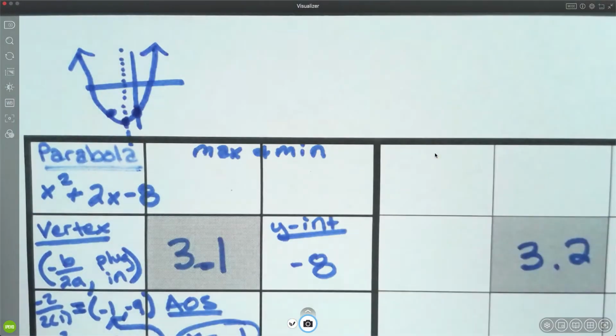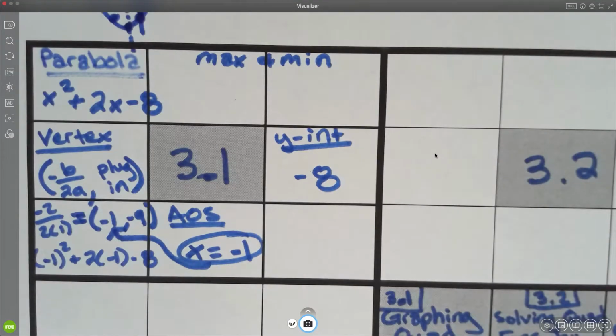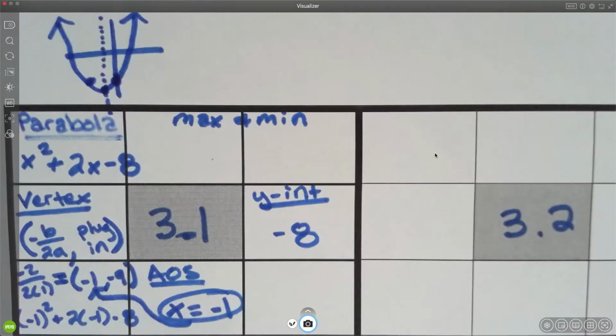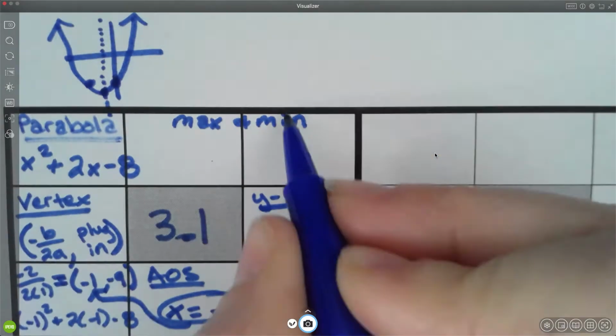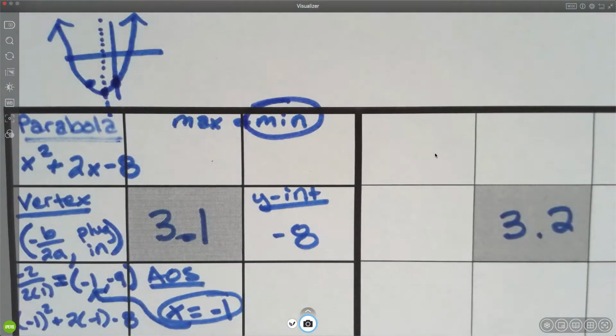Okay, now let's talk about max and min for just a second. Is it going to have a max or a min? It's going to have a min. When he smiles, he's going to have a min. When he frowns, he's going to have a max.